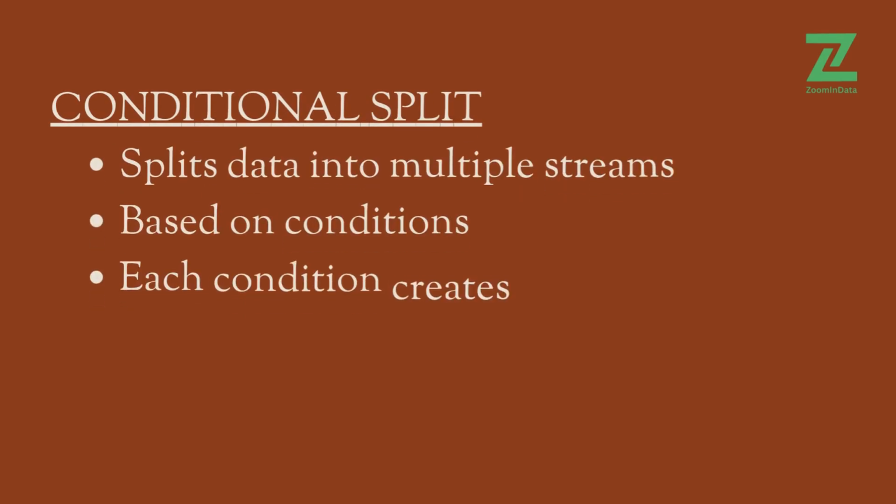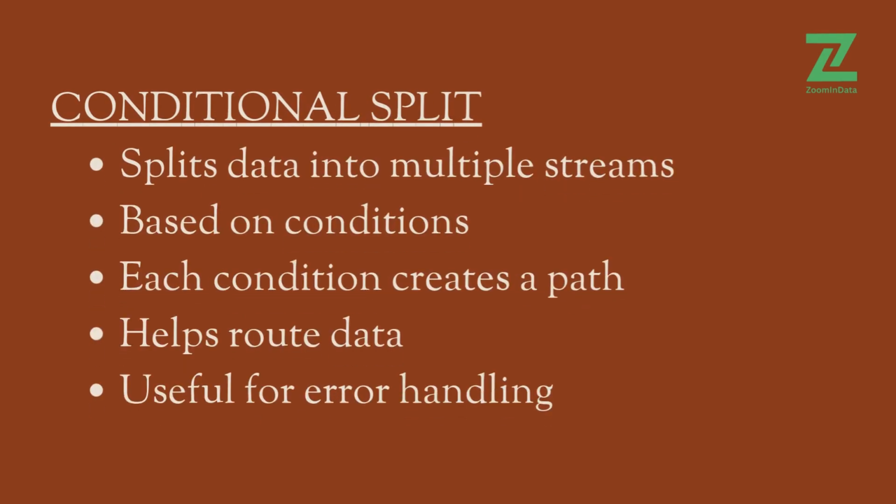Conditional split allows us to route data into multiple paths based on conditions. For example, valid records can go to one sink, while invalid records can go to another.